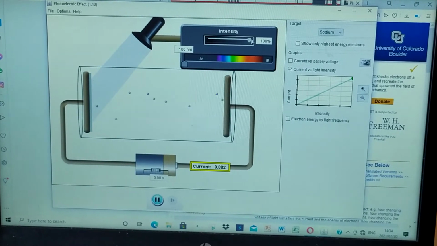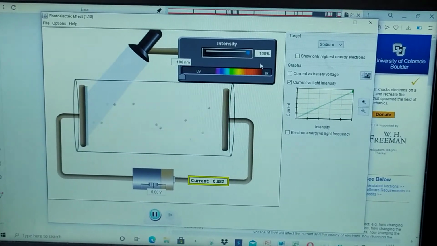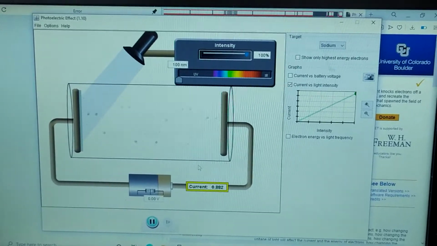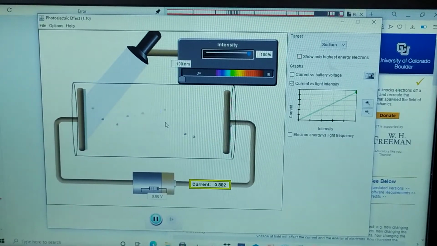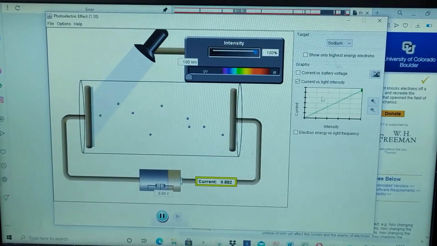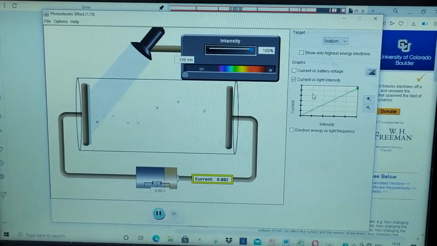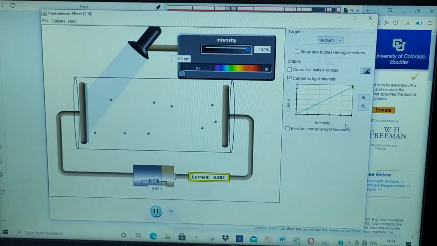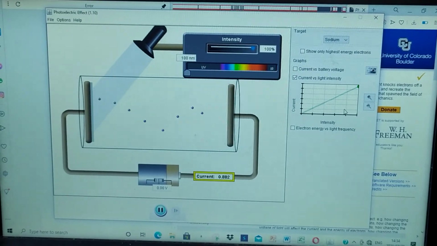When we increase the intensity of light up to 100%, the current also increases to 0.882. The number of photoelectrons increases again, but the velocity still remains constant. The relationship between light intensity and current is directly proportional, as we can see on the graph.